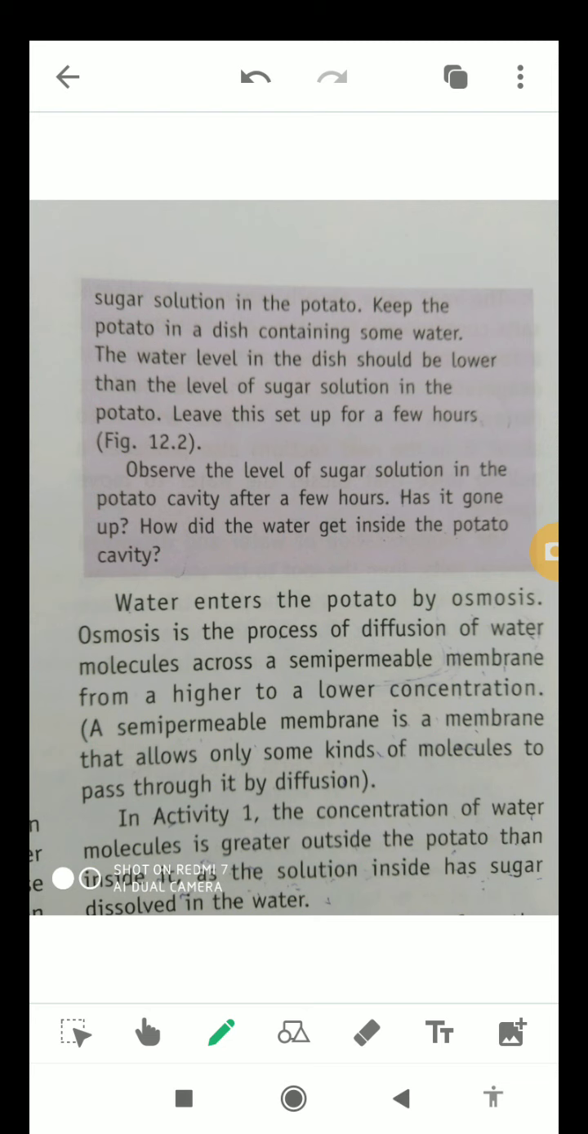So the water enters the potato by osmosis. Osmosis is the process of diffusion of water molecules through a semi-permeable membrane. What is a semi-permeable membrane? A semi-permeable membrane is a membrane which allows only some kinds of molecules to pass through it by the process of diffusion. The concentration of water molecules is greater outside the potato than inside it, as the solution inside has sugars dissolved in the water.